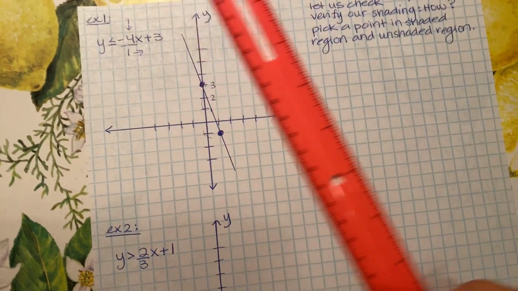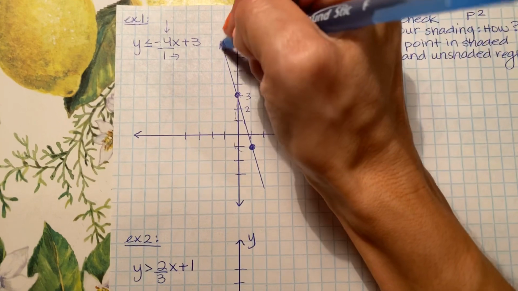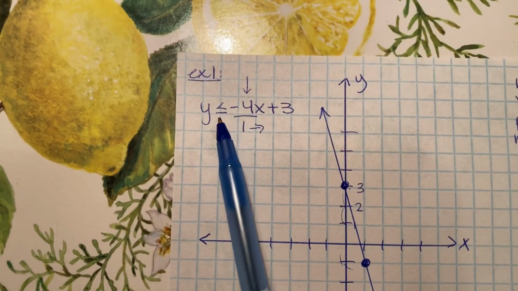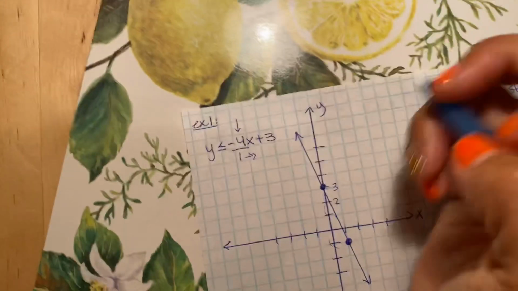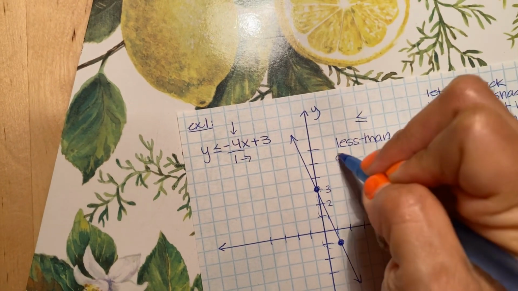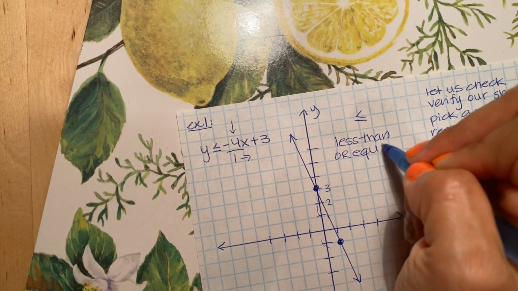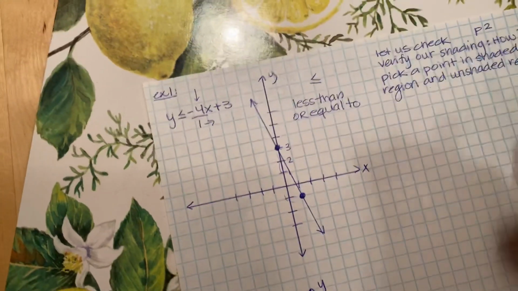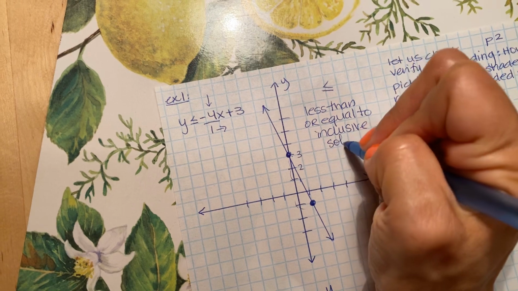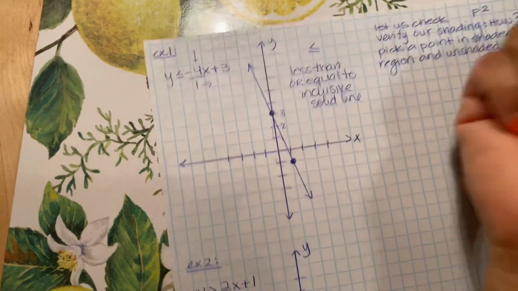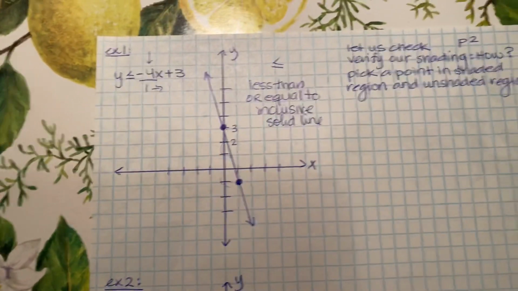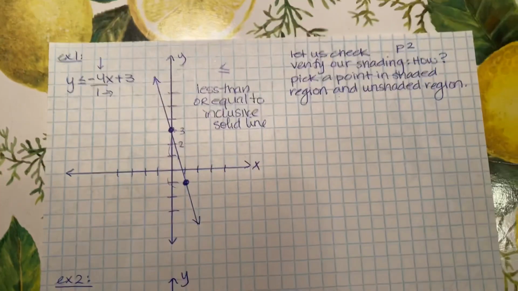Okay, I kind of jumped ahead. I didn't go over this with you. It's less than or equal to. And that's inclusive, which means it's a solid line. And so there's my solid line. Sorry, I jumped ahead. I didn't go over that with you. So it is a solid line.